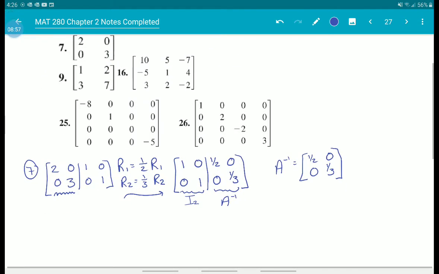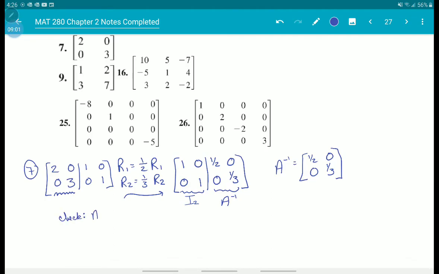Now, if you ever wanted to check, you can always multiply A by its inverse and make sure you get the identity. You should always multiply it both ways just to confirm that it's correct. If we were to do that here, we will end up with the identity in both cases. So this will work out.